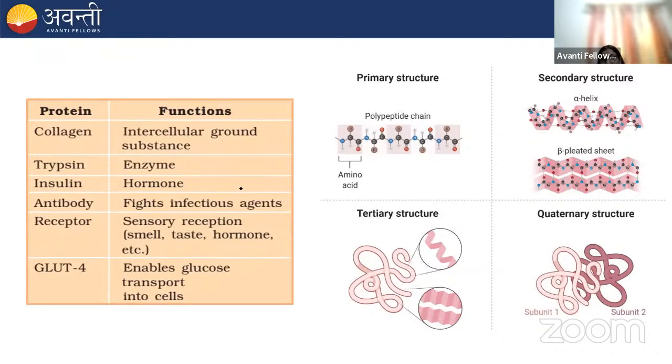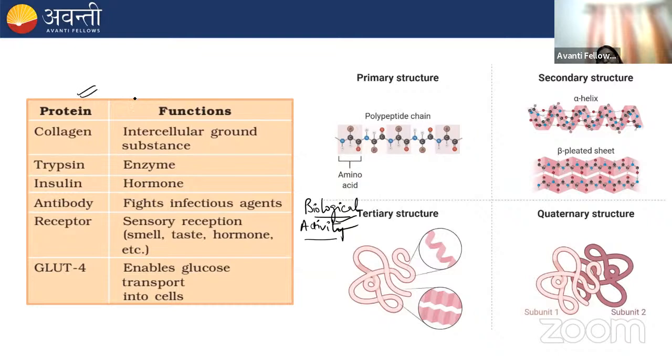Tertiary structure gives you a very unique three-dimensional conformation of the protein. And this tertiary structure is very important for the biological activity of the enzyme. Remember this point. The structure responsible for the biological activity of an enzyme is the tertiary structure. And the quaternary structure is when more polypeptide subunits are present.